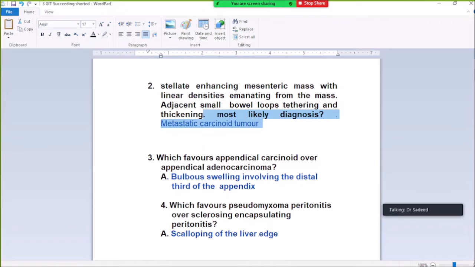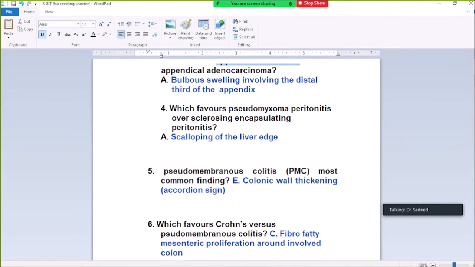3. Which favored appendiceal carcinoid or appendiceal adenocarcinoma? Bulbous swelling involving the distal third. This is distal third of the appendix involved in appendiceal carcinoid. Question number 4. Which favored pseudomyxoma peritonei or sclerosing encapsulating peritonitis? Scalloping of liver edge.